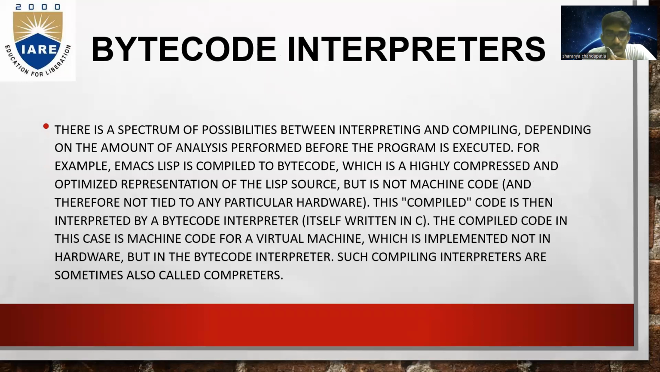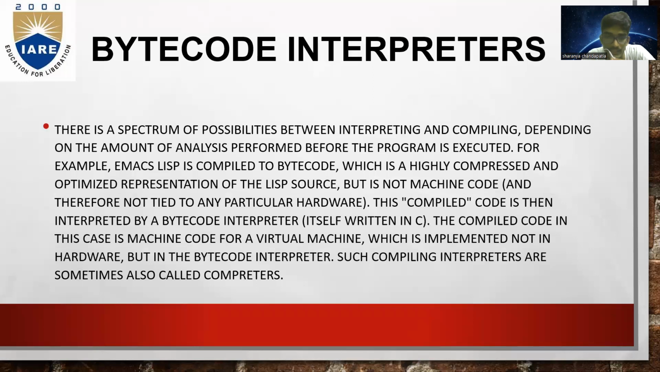Bytecode interpreters. There is a spectrum of possibilities between interpreting and compiling, depending on the amount of analysis performed before the program is executed. For example, Emacs Lisp is compiled to bytecode, which is a highly compressed and optimized representation of the Lisp source, but is not machine code and therefore not tied to any particular hardware. This compiled code is then interpreted by a bytecode interpreter itself written in C. The compiled code in this case is machine code for a virtual machine, which is implemented not in hardware but in the bytecode interpreter.